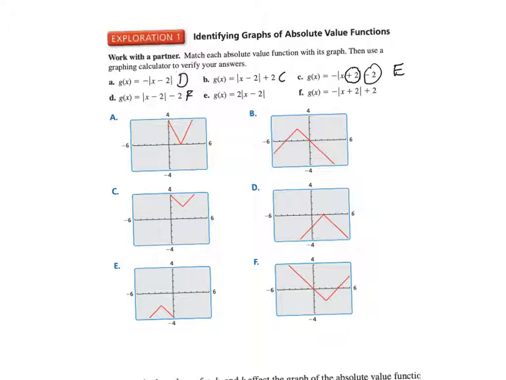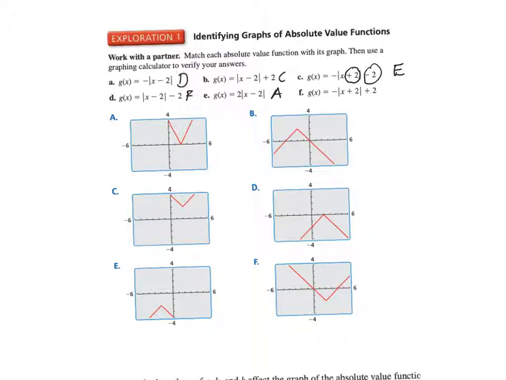What's the 2 in the front going to do? Make it skinny. It's going to make it skinnier, right? Skinny, or which we call stretch. So it's going to be moved to the right 2 and then stretched. Which one is that? Looks like A, right?